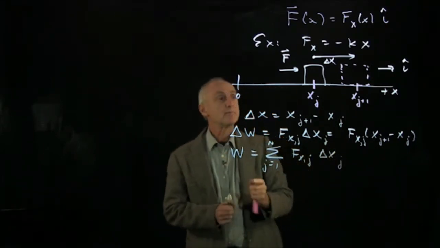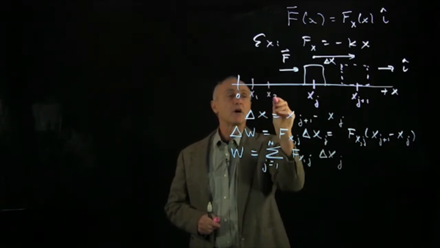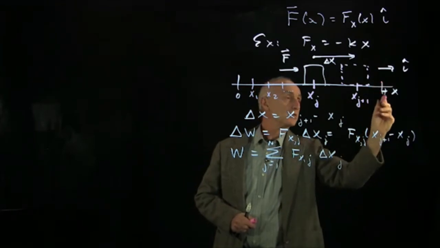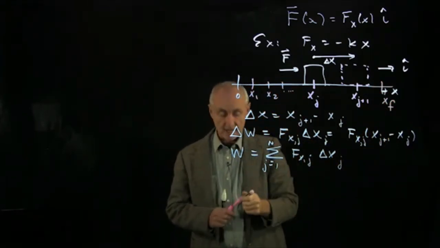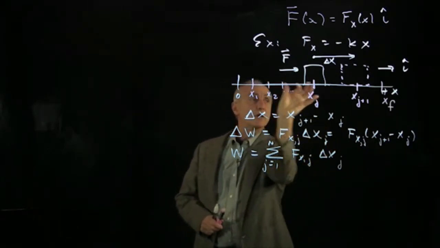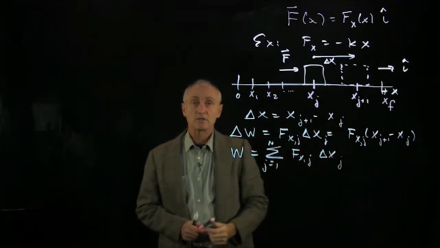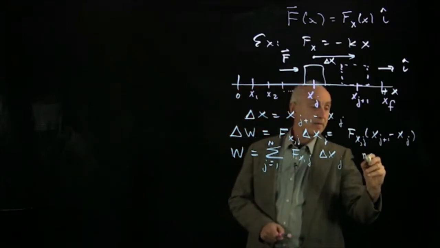Now, what does this sum mean? Well, imagine that we're making a series of displacements all the way out to a final position, x final, and we divide this interval into n pieces. And so this now represents the little bit of work done for all of these displacements. And that is what we define to be the work for a non-constant force.